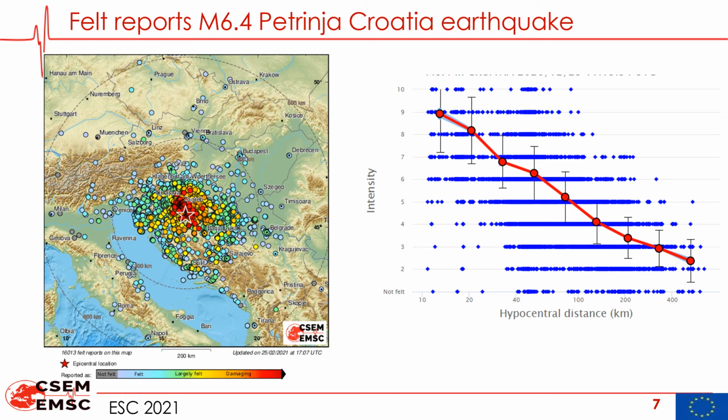Of course, we also collect felt reports, which report the felt experience of eyewitnesses. Here it is for the Petrinja earthquake, 16,000 felt reports collected. Individual felt reports are represented on the left, in blue on the right. So you see they are at the same distance, with huge variability, which is illustrated by the standard deviation, also represented. But basically, if you look at the average, you see that it does depict the seismic attenuation, the intensity attenuation with distance, very nicely.